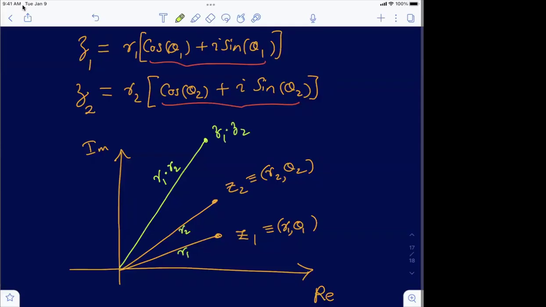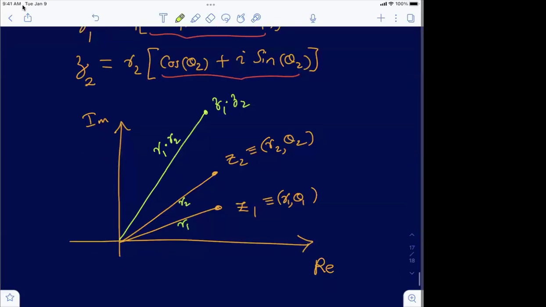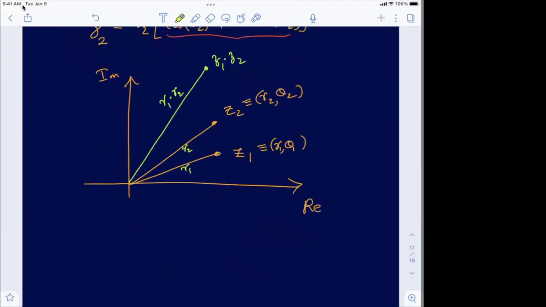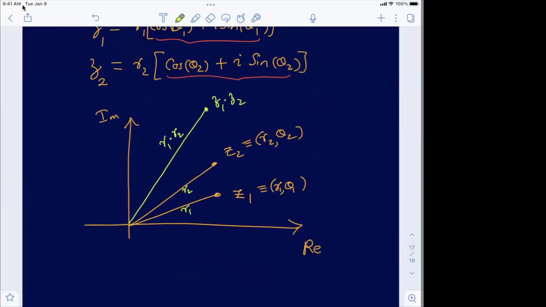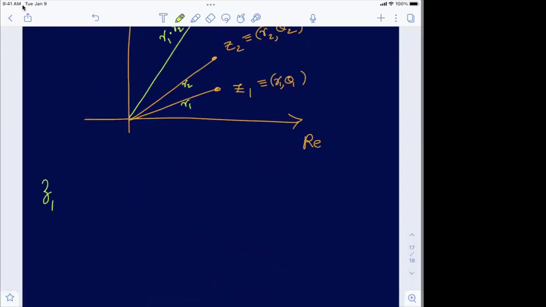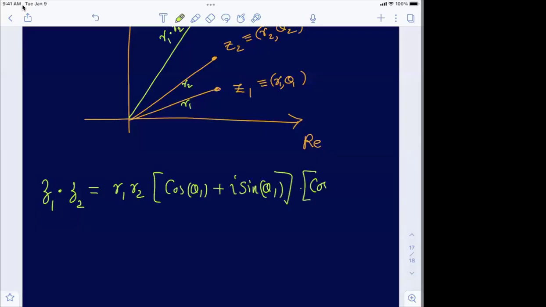But now, what would be the argument? This is going to be a very simple observation if you recall the trigonometric observation behind this. If you multiply these two components, this is what you're going to get. I will just write it down, and I will show you an easier way to understand this also that will require another tool. So when you multiply them, you're going to get R1 times R2, and then you're going to get cosine theta 1 plus i sine theta 1 multiplied by cosine theta 2 plus i sine theta 2.